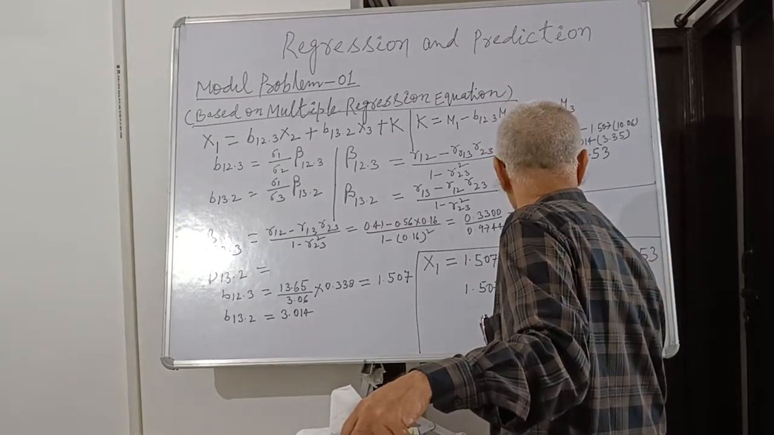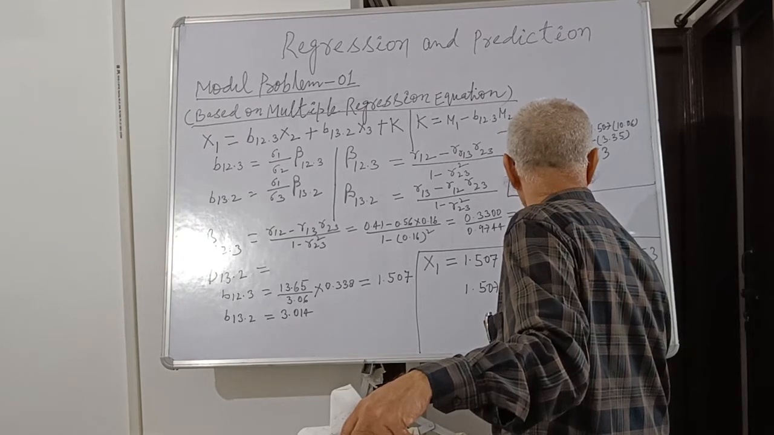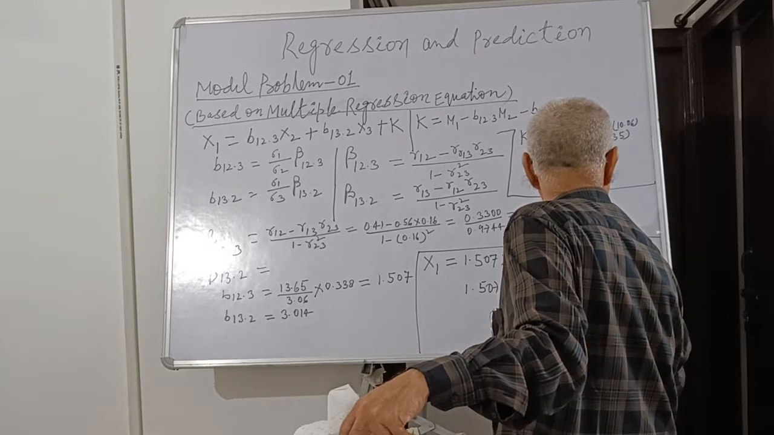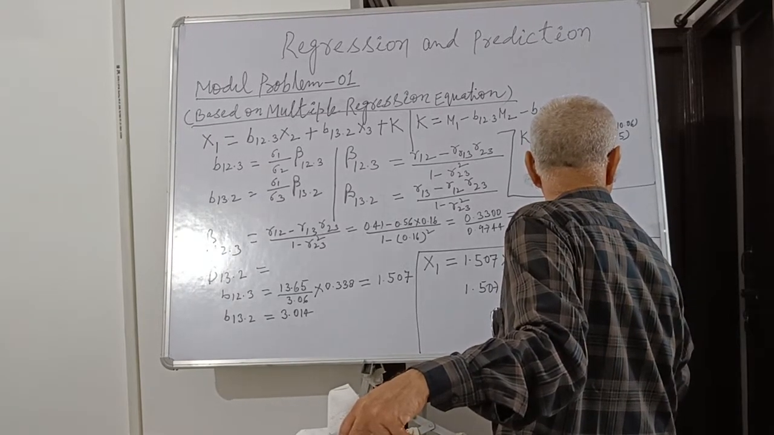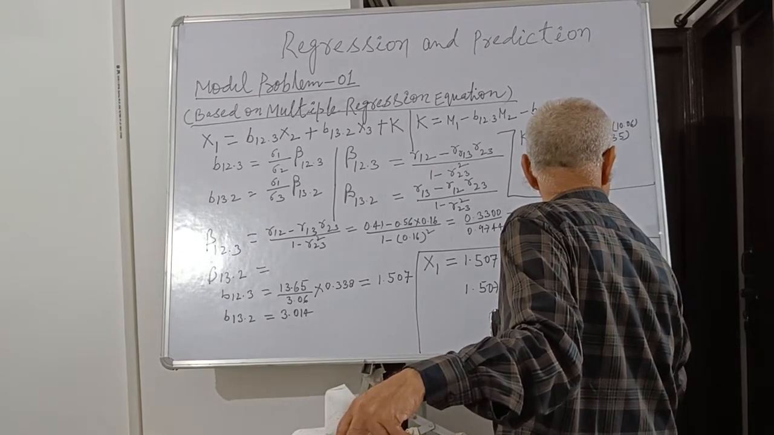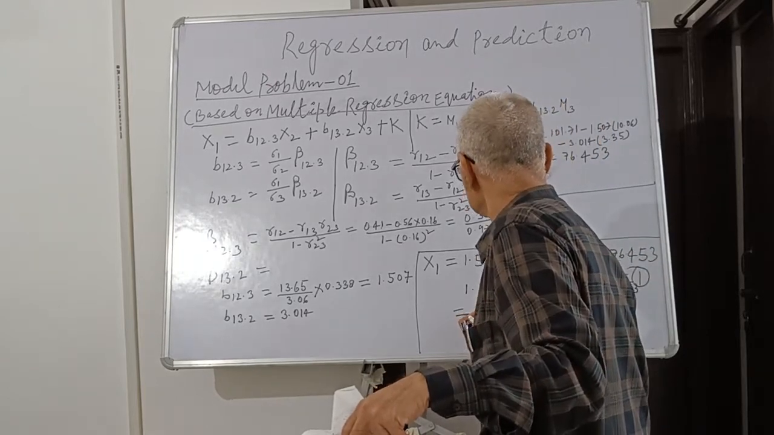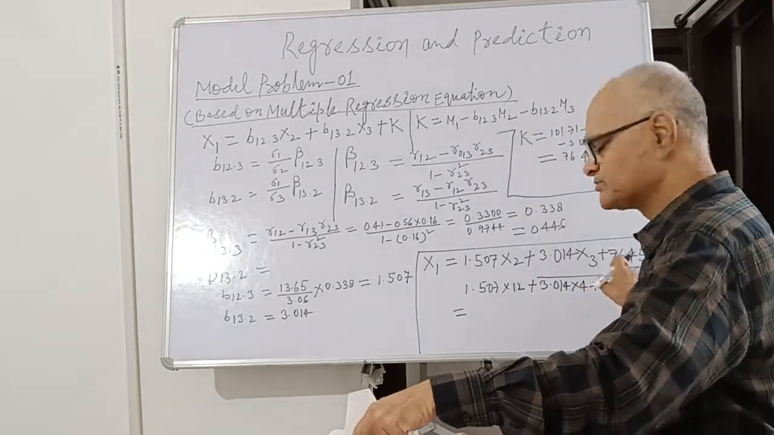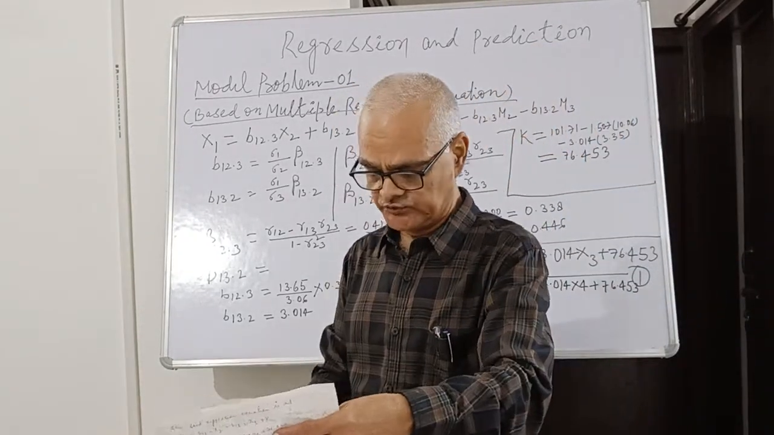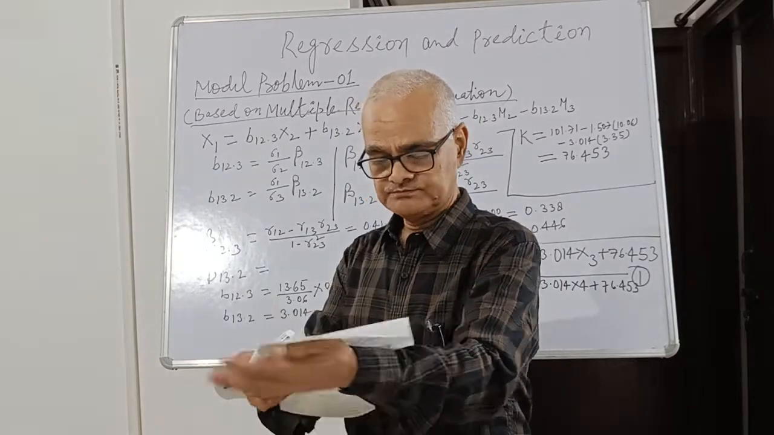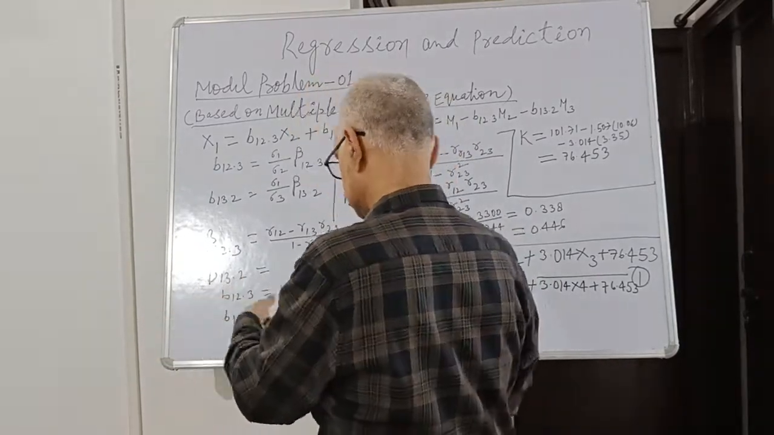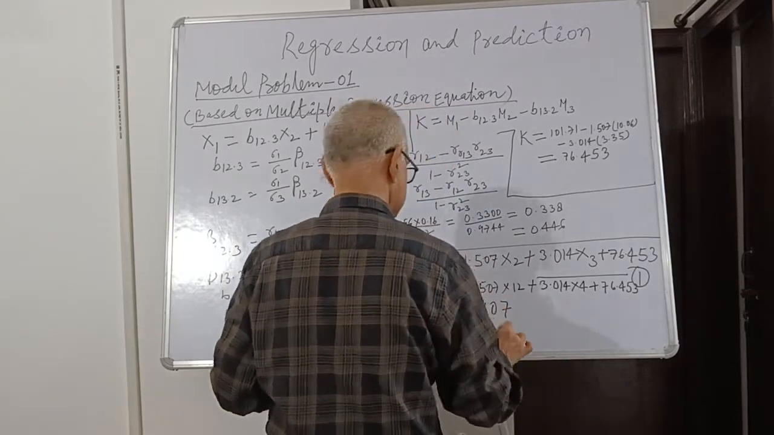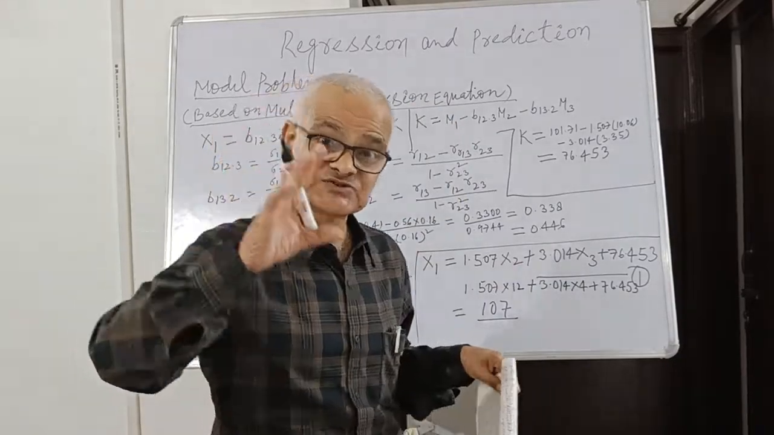And the value of x3 is equal to 4, and plus this value of k, 76.453. We will not solve this completely: you multiply this by this, multiply this by this, and add everything. The final value will be 107. So you can compute. The final value will be 107, and this is the value of x1.